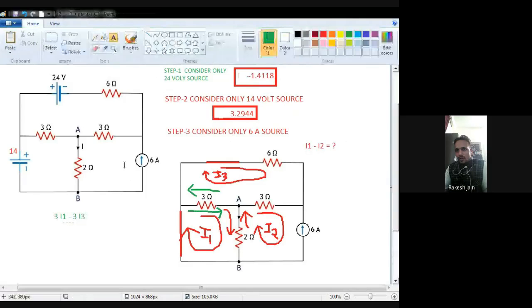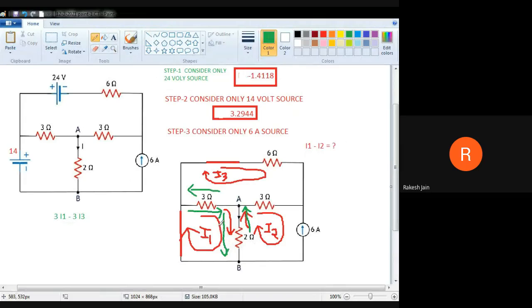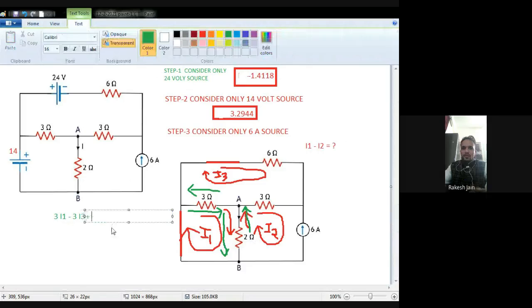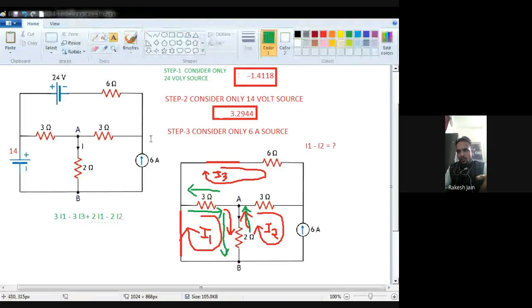Okay, now I am removing all those things. Now we are going to see step number third. And what is step number third? Now consider the last source, the 6 ampere source. So consider only the 6 ampere source.